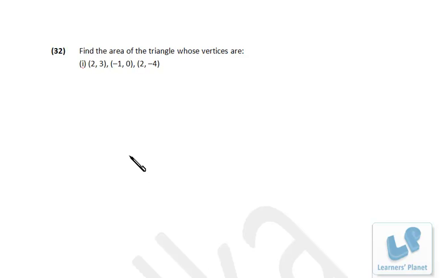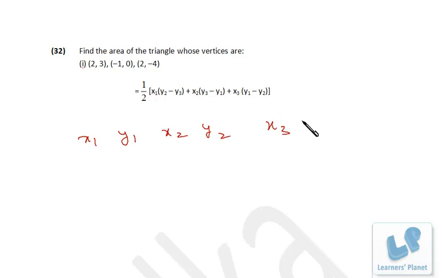Now in this question, find the area of the triangle whose vertices are. To solve this problem, we can directly use this formula. So that's half x1 (y2 minus y3) plus x2 (y3 minus y1) plus x3 (y1 minus y2), right? Now here I just write it x1 y1, x2 y2, x3 y3. So that is 2, 3, minus 1, 0, 2 and minus 4, right?